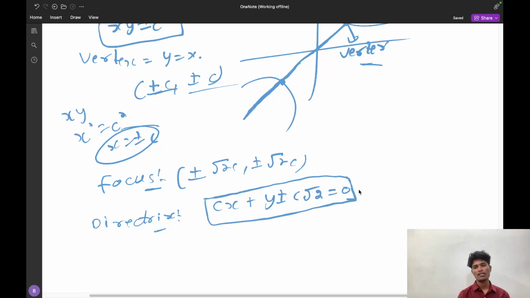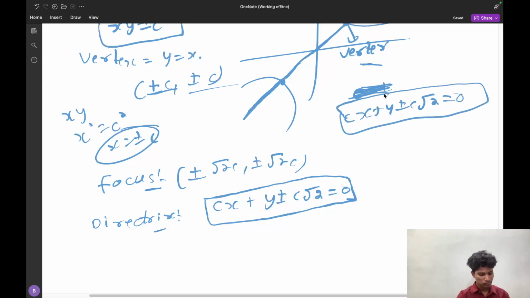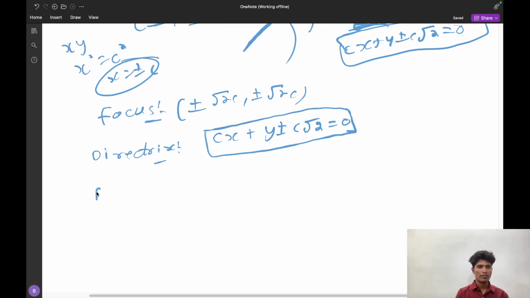Cx plus y plus or minus c root 2 equal to 0. That is, cx plus y plus or minus c root 2 is equal to 0. This is the directrix equation. Very important. Now comes the parametric coordinates.